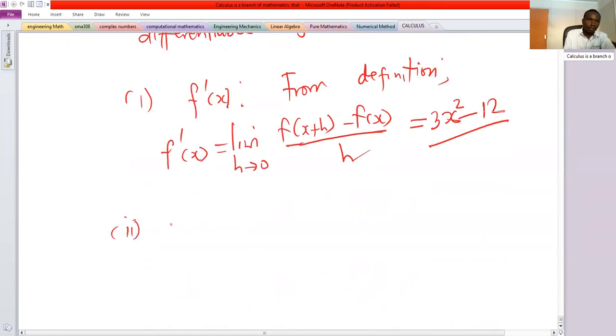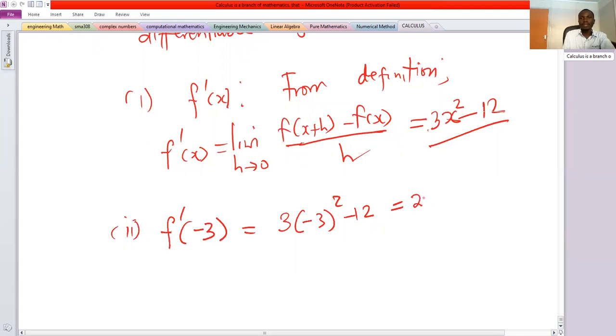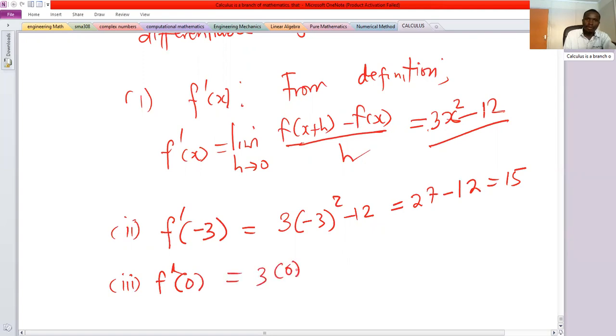Part 2, we were to evaluate f prime at minus 3. Now this simply means where there's x in this solution, we put minus 3. We have 3 times minus 3 squared minus 12. Minus 3 squared is 9. 9 times 3 is 27. 27 minus 12, we get 15. And then next one, f prime at 0. So where there's x, put 0 in the derivative. So 0 minus 12, we get minus 12.